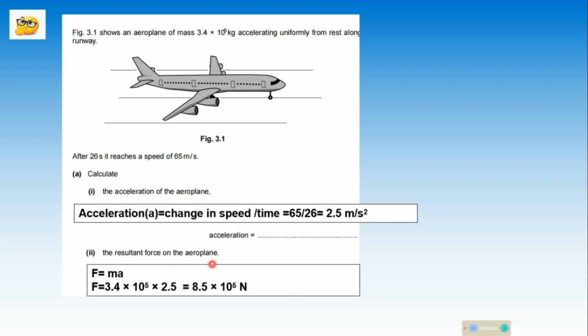The resultant force on the aeroplane: force is equal to mass times acceleration. Mass is given, and acceleration we calculated in part A. So F is equal to ma, which is 8.5 times 10 to the power 5 Newton.